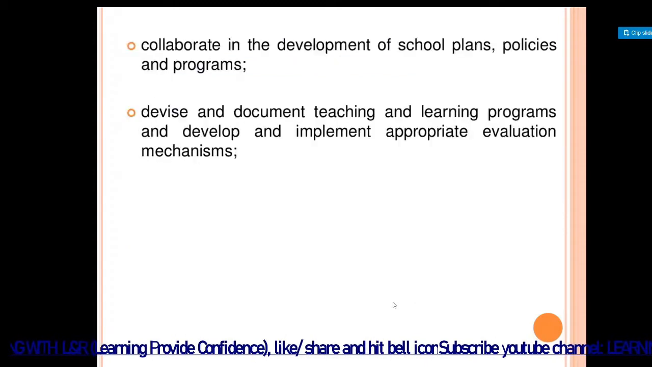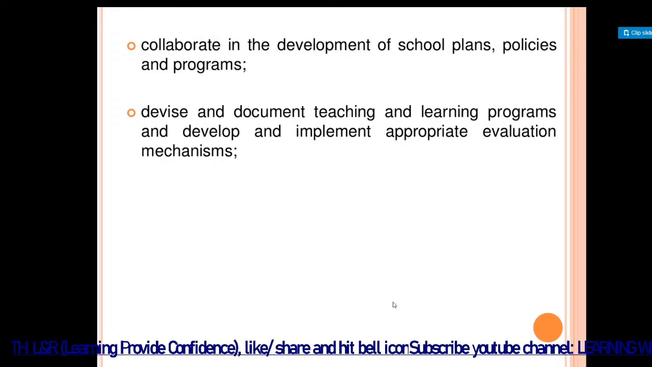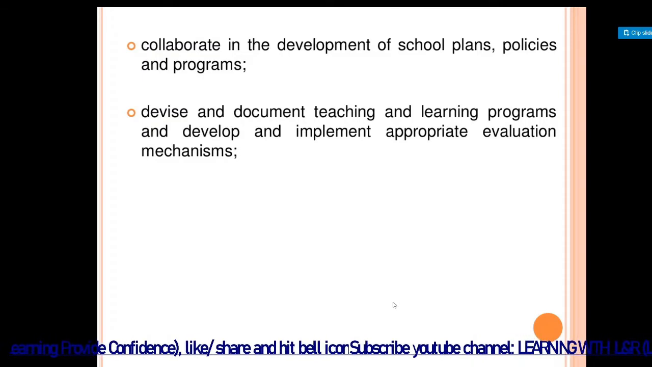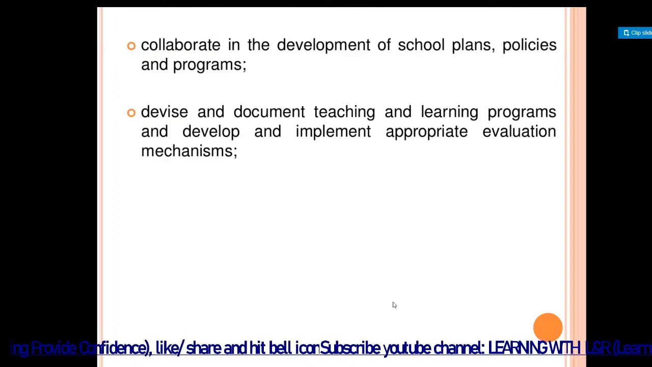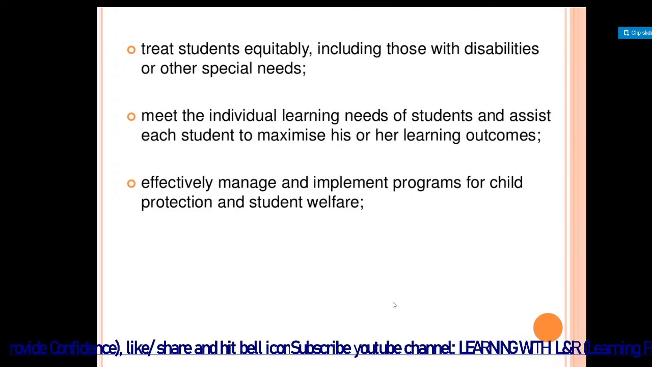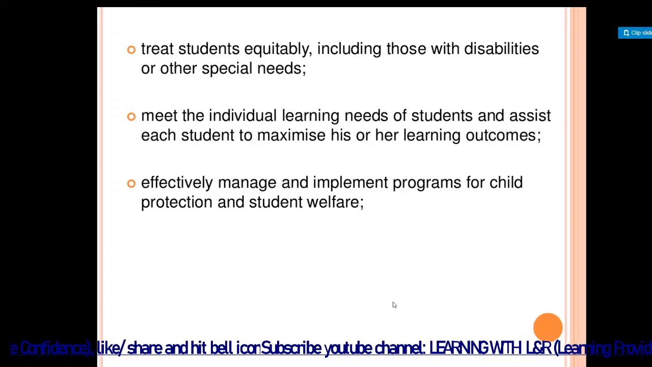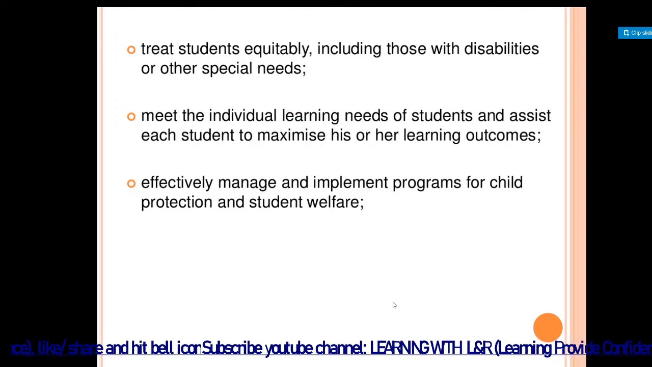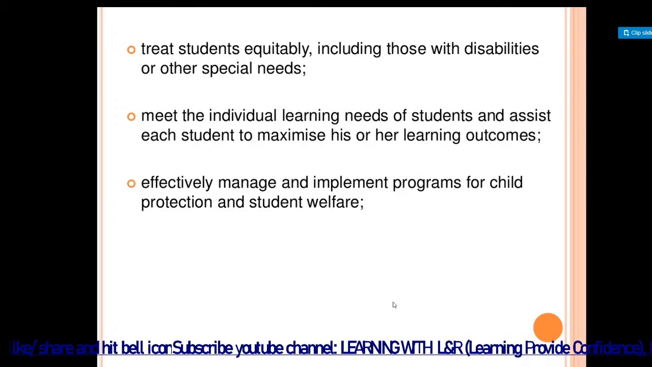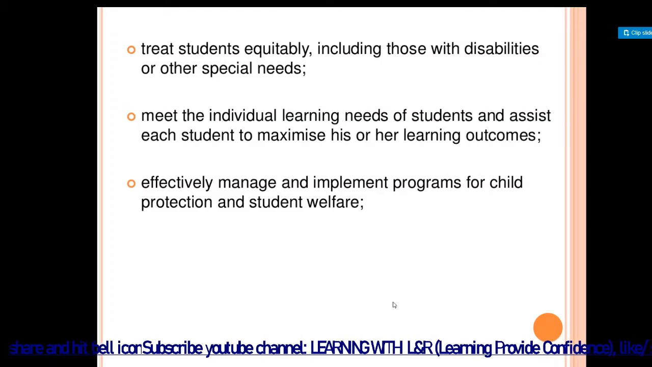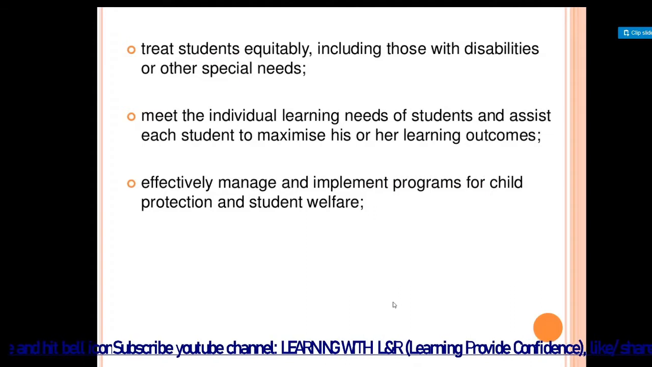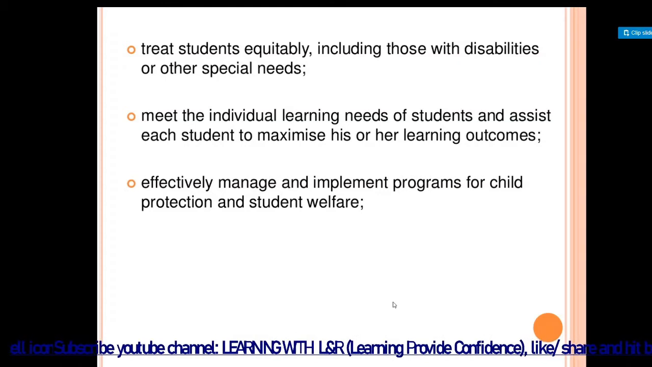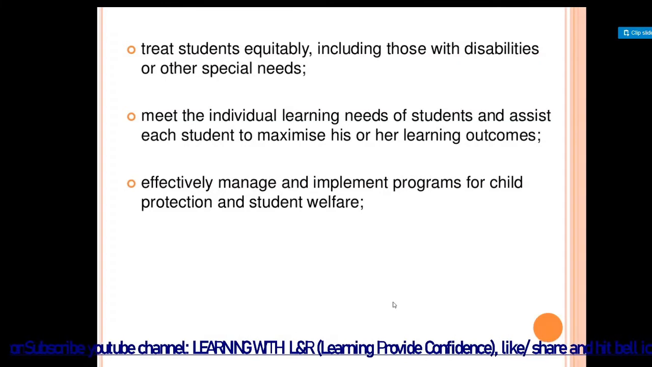Then, collaborate in the development of school plans, policies, and programs, devise and document teaching and learning programs, and develop and implement appropriate evaluation mechanisms. Then, treat students equitably. Teachers have to be impartial. They have to deal with the students equally, including those with disabilities and other special needs. Meet the individual learning needs of students and assist each student to maximize his or her learning outcome. Effectively manage and implement programs for child protection and student welfare.